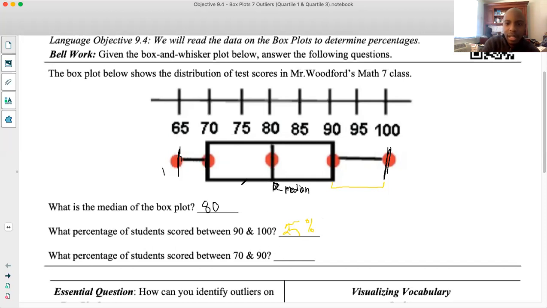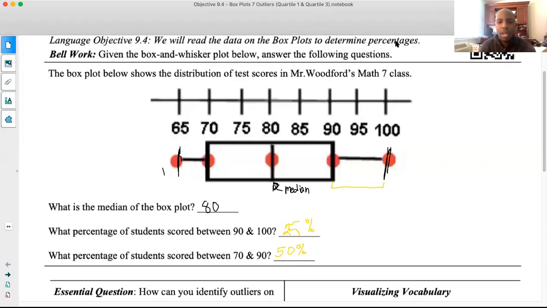And lastly, if we look at 70 to 90, this is the middle, but it takes up 2 sections in the middle. What percent is that? That's going to be 50%. 50% of the students scored between these 2 grades, okay? Awesome. Take a second. Make sure you can understand that, right? And we'll continue together in 1 minute.